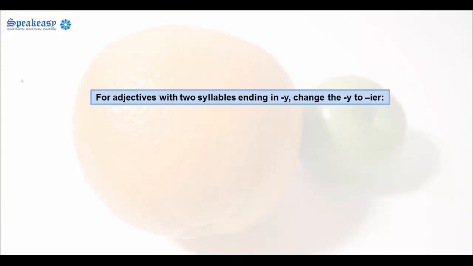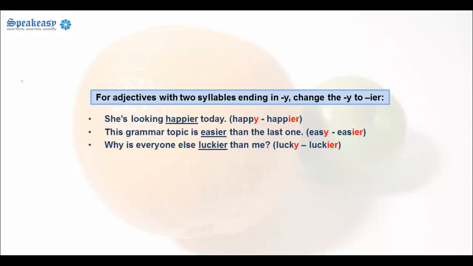For adjectives with two syllables ending in y, change the y to ier. She's looking happier today. This grammar topic is easier than the last one. Why is everyone else luckier than me?